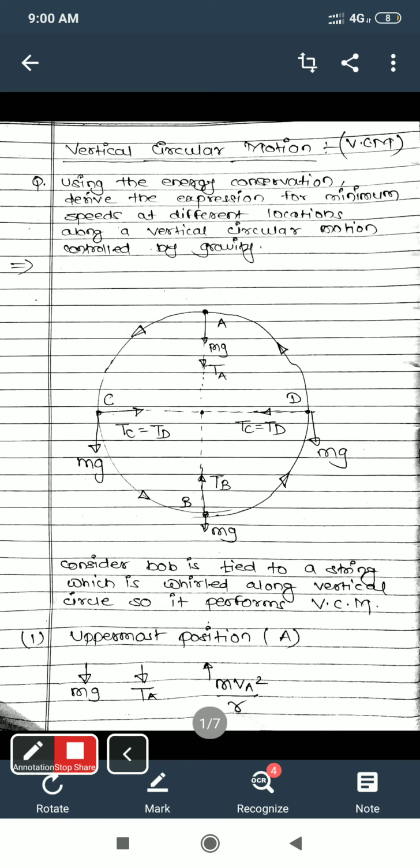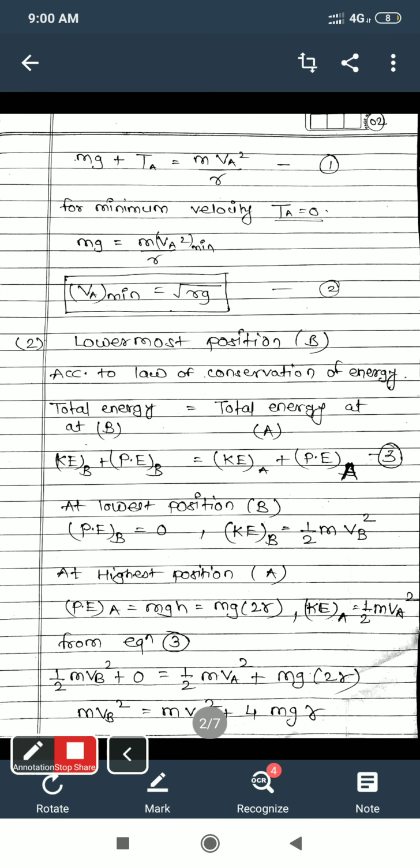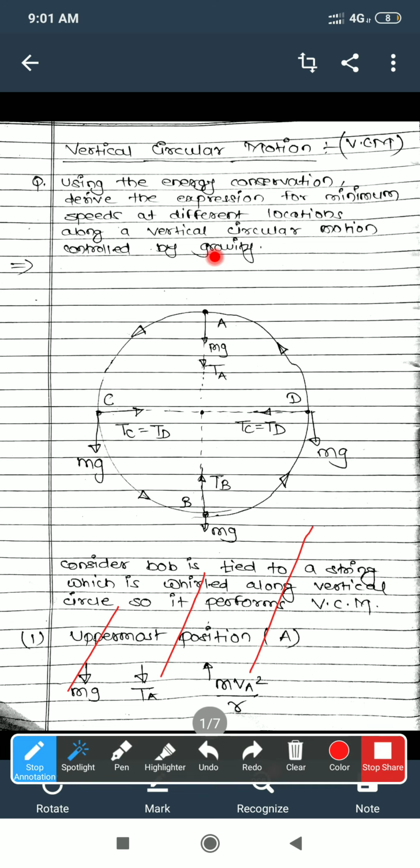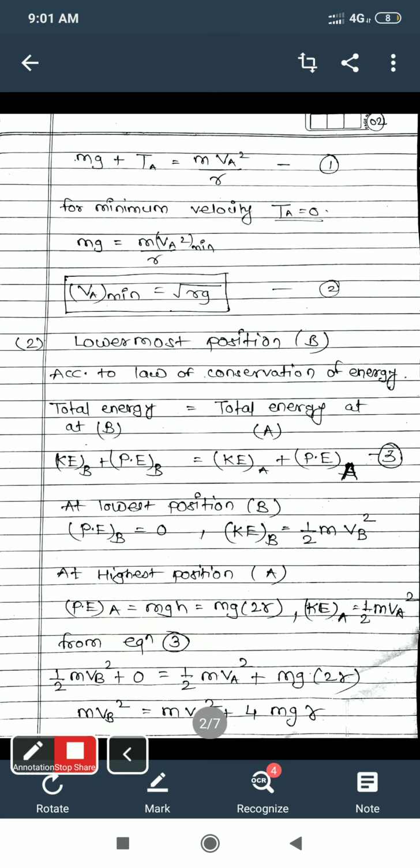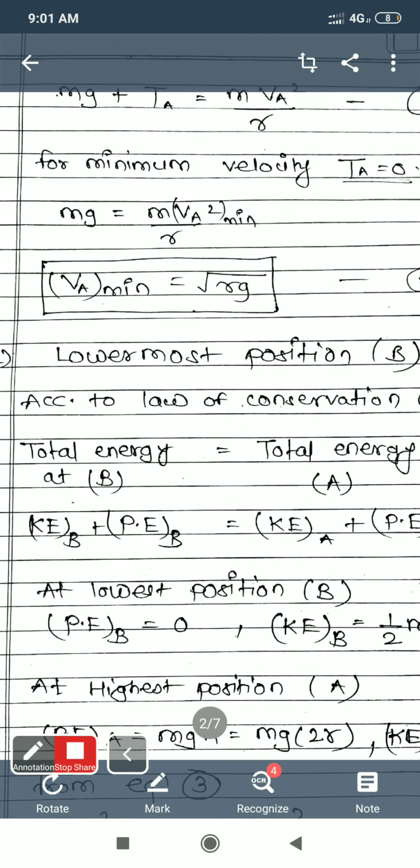On the next slide, mg plus TA is equal to mv square by r. How? mg and TA will be downward and the centrifugal force will be outward, upward, in this direction, so it will get balanced. Here you can see mg plus TA is equal to mv square by r. This is equation number 1.